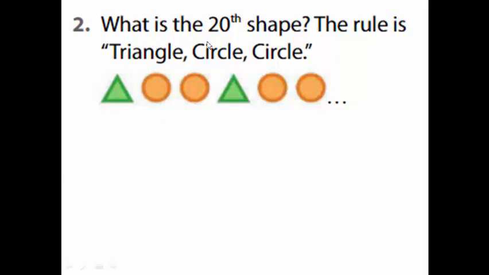Here I have the question, what's the shape number 20? So I want number 20 here. The rule is triangle, circle, circle. How many shapes inside the rule? I have 3 shapes: triangle, circle, circle. So you can divide the 20 that you want by how many shapes inside the rule. I have 3 shapes. You can divide the 20 by the 3 here.